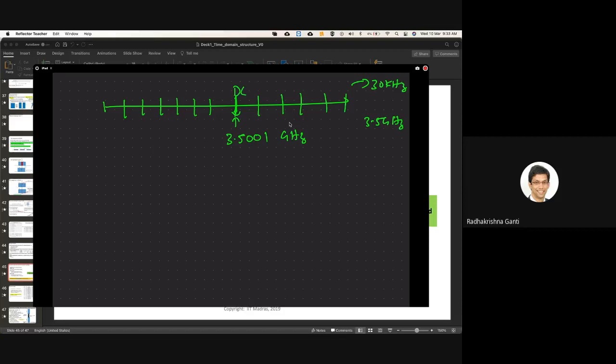So in my resource element grid, this will be mapped to the DC subcarrier. And my spectrum will look symmetric around this point, around this particular raster point.